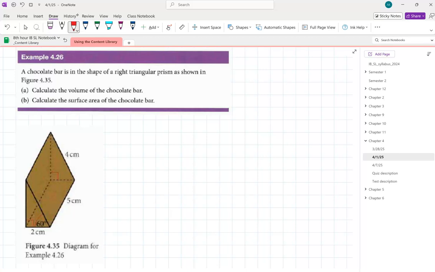It says we have a chocolate bar in the shape of a right triangular prism. We want to calculate the volume of the bar and the surface area of the bar. Like a Toblerone is a weird triangular shape.